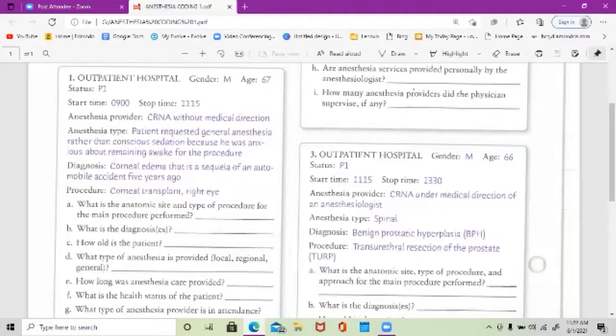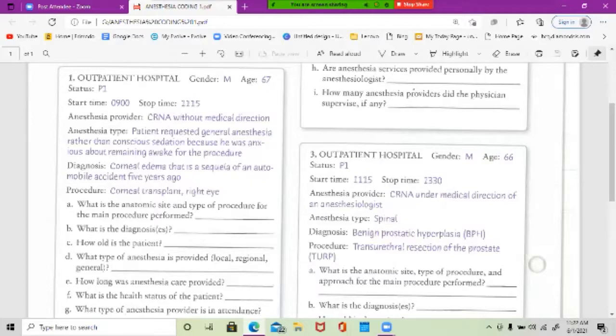Number on D, it says, what type of anesthesia is provided? Miss Kelly, was it local, regional, or general? Local? No, okay, look under anesthesia type. General. Sorry, general. Yes, that's fine. You're good. General.